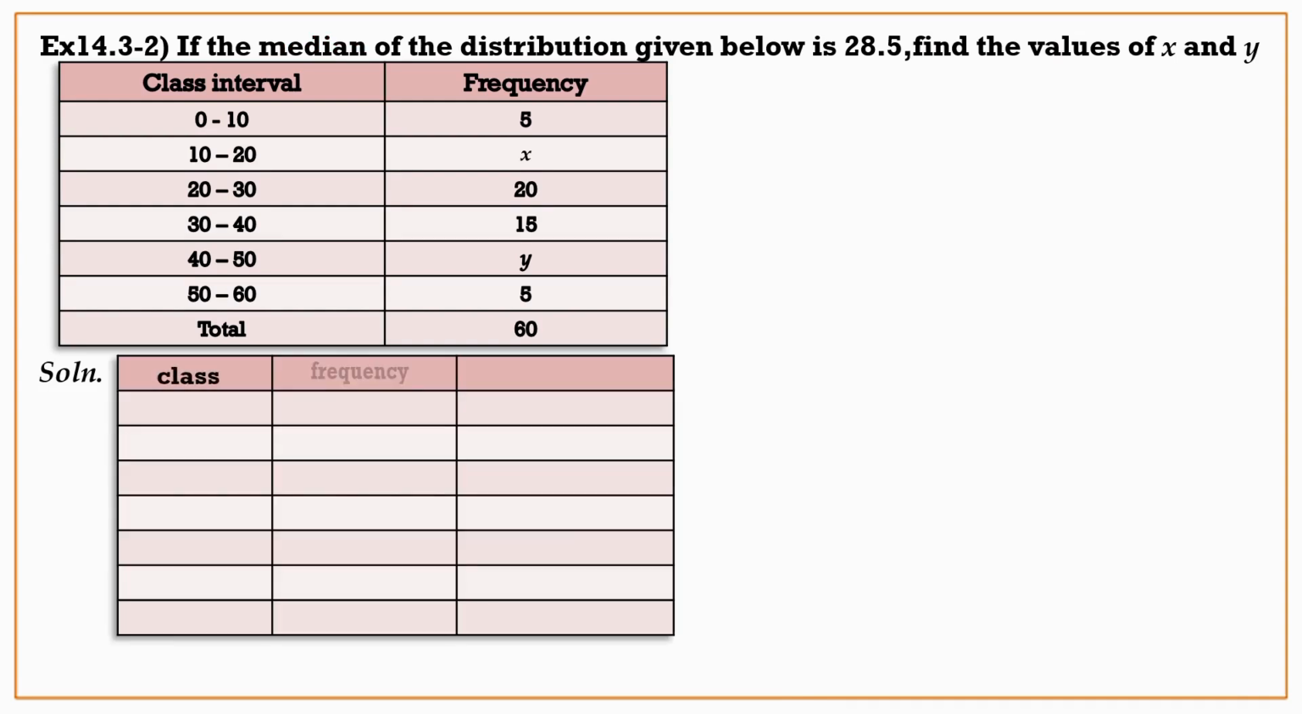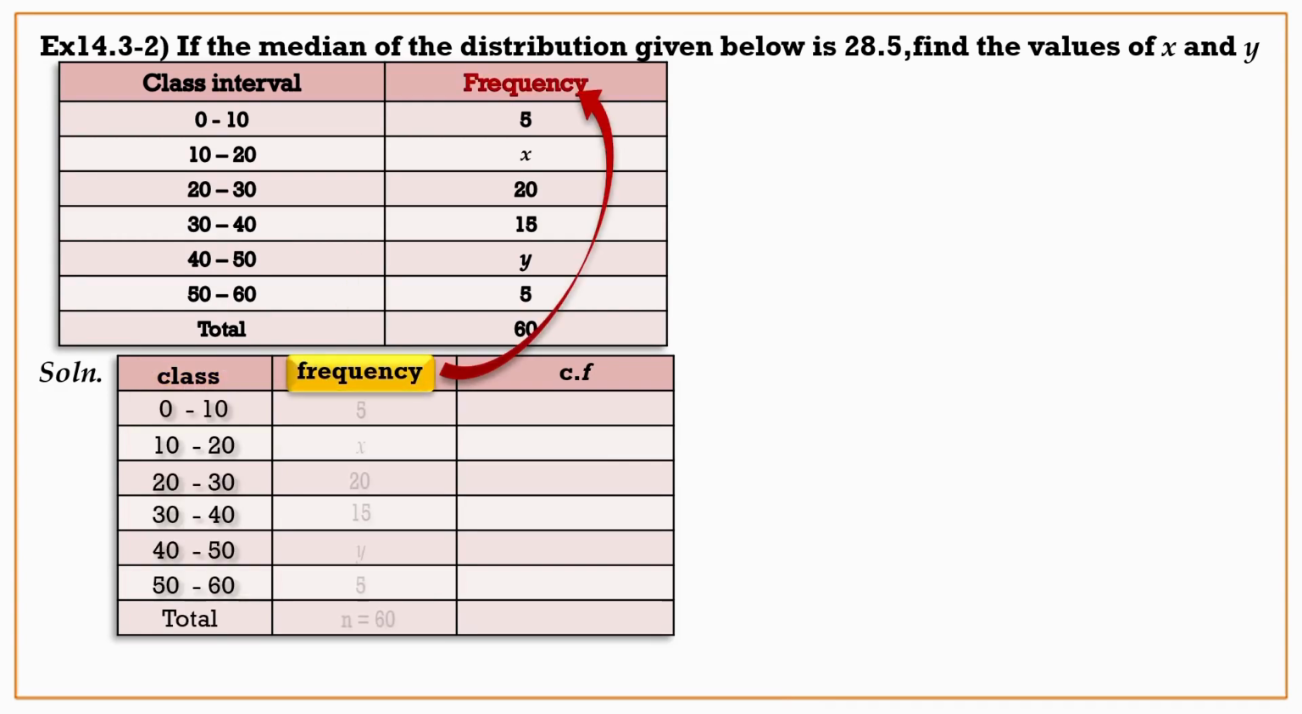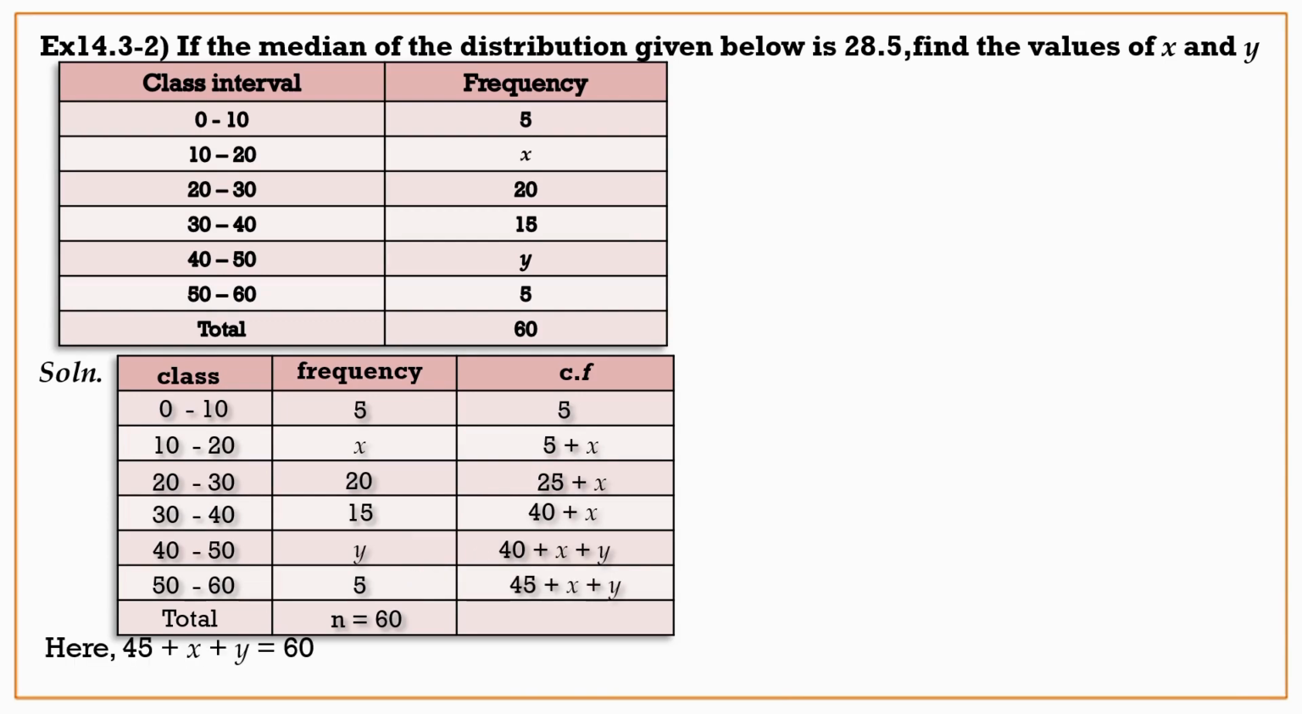So let us first fill the table: class, frequency and the CF value. So class we will just copy, and since it is a continuous class, we don't need to convert anything. We'll also copy the frequency. Now find the CF. So 5, then 5 plus x, then keep on adding, 5 plus x plus 20. In this way, if we keep on adding, we will get the value. And at the end, we get the total n, that is equal to 45 plus x plus y.